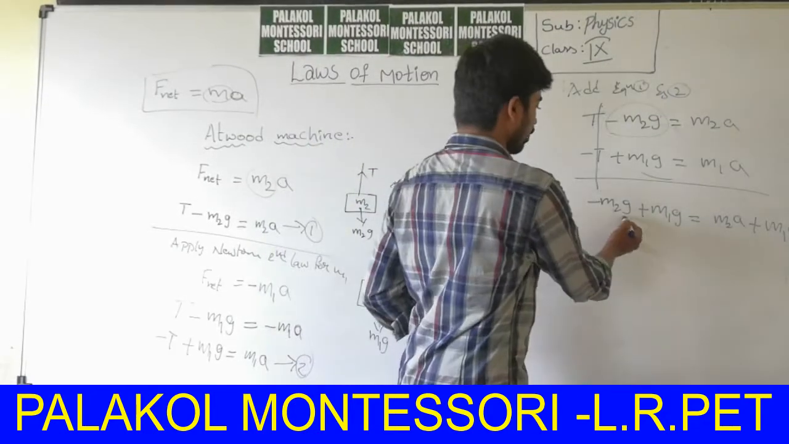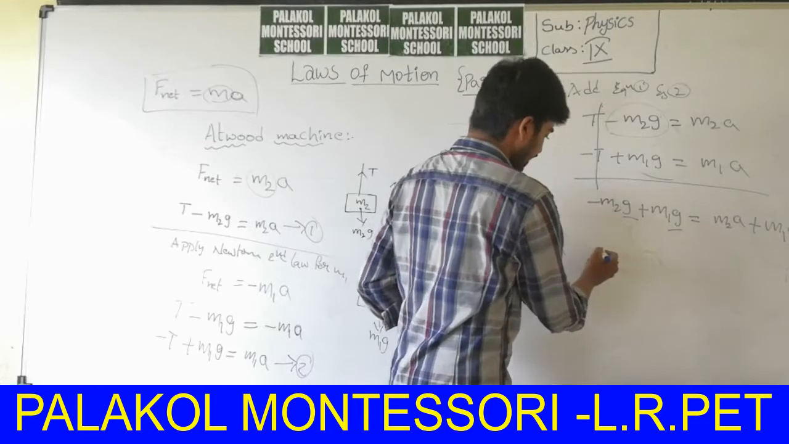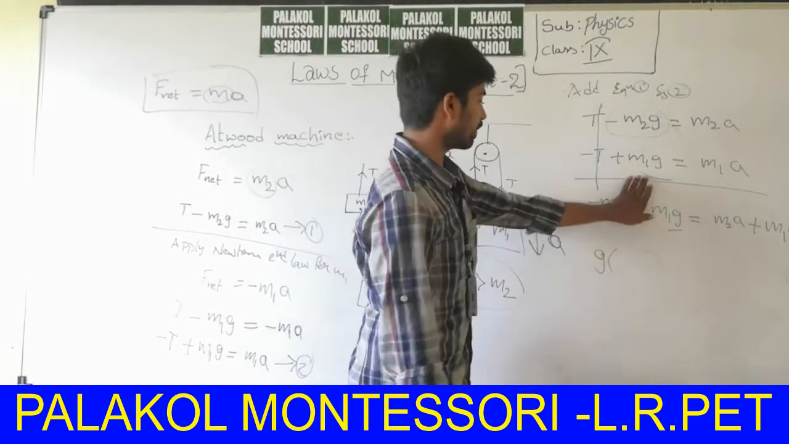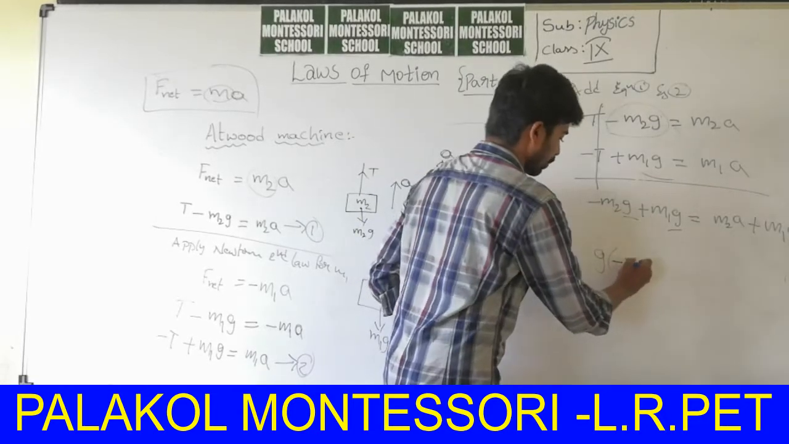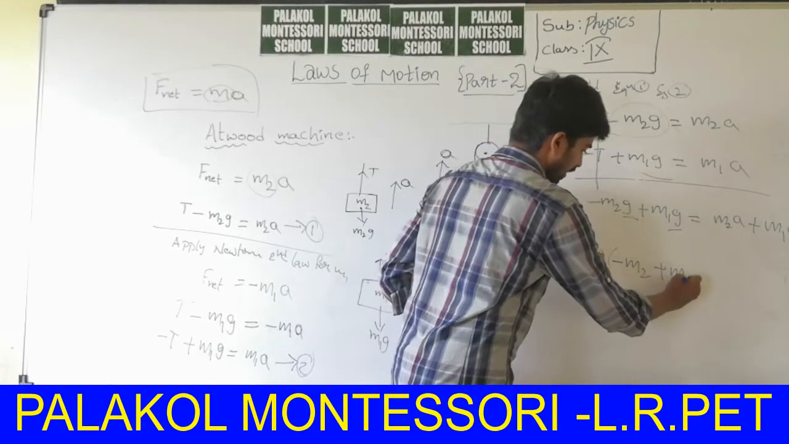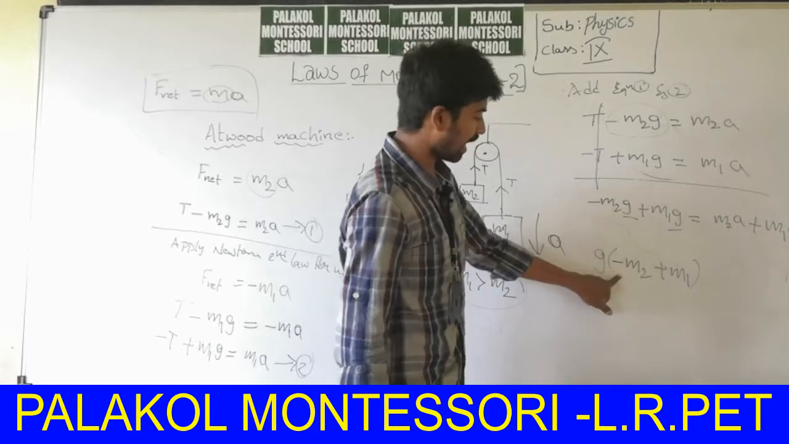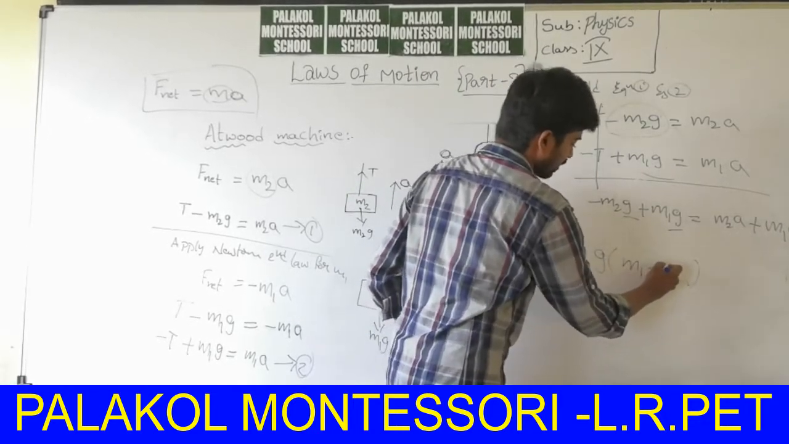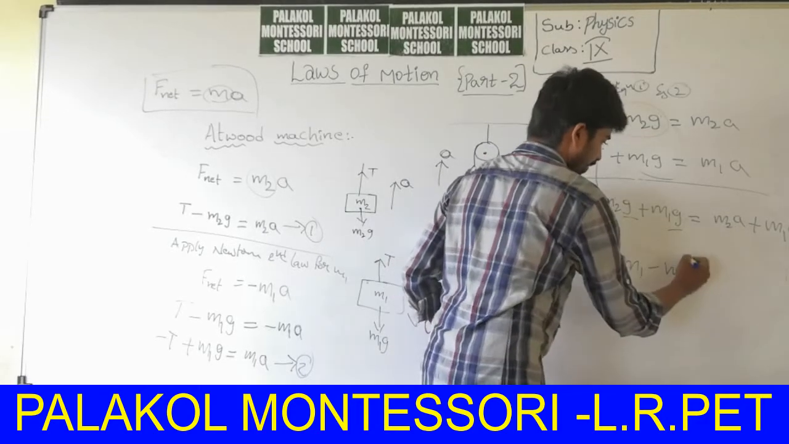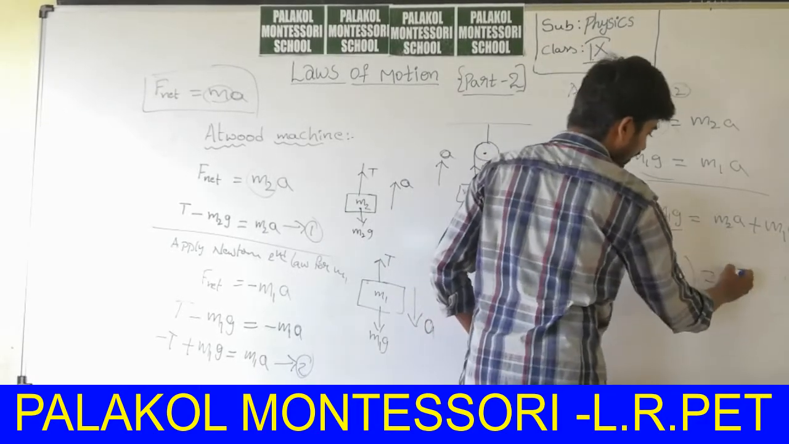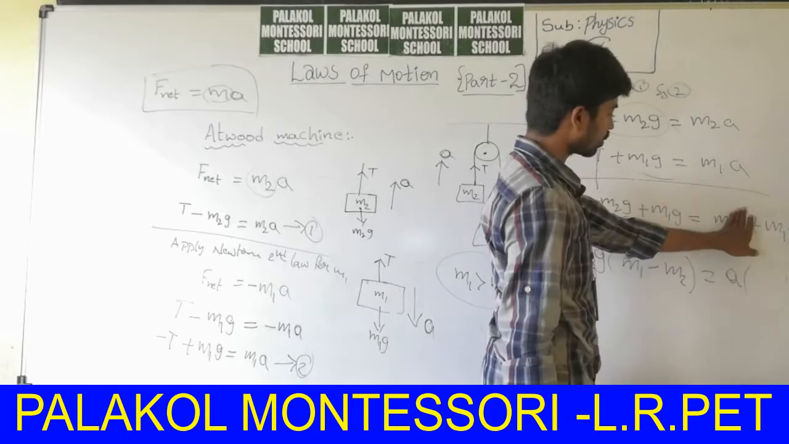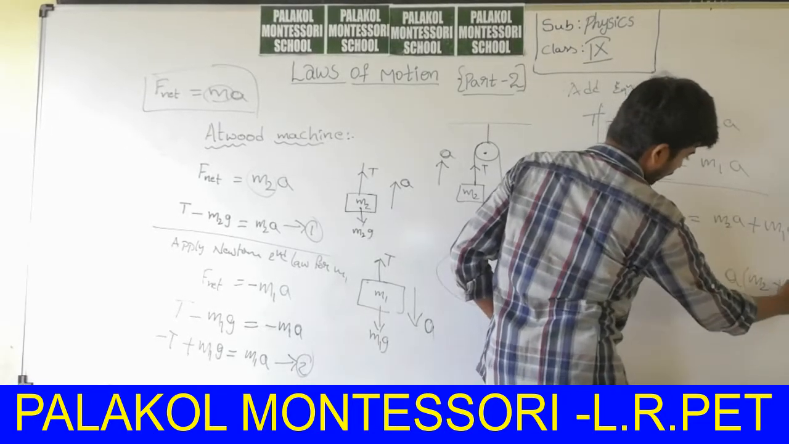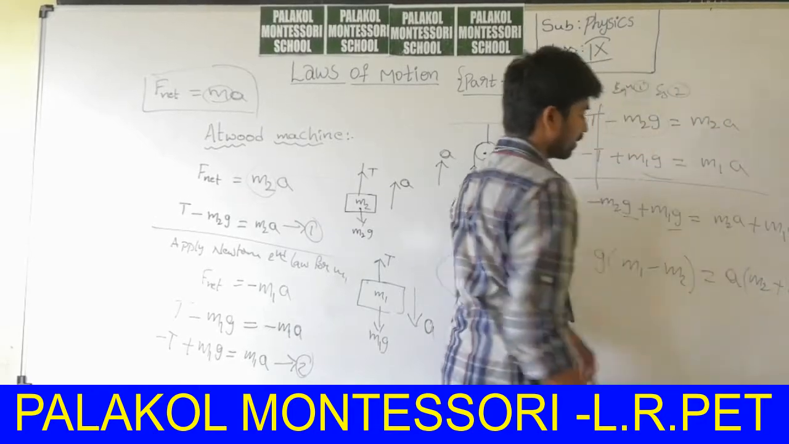Here you find g is common. Take g as common. What remains here? Minus m2 plus m1. You can write this as m1 minus m2. So, g into m1 minus m2 is equal to, a is common here. If you take a as common, what remains here? m2 plus m1.